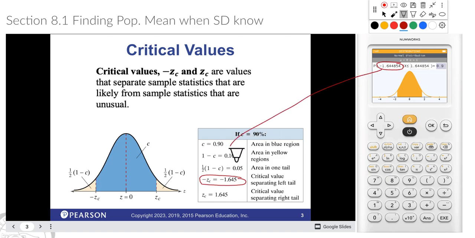Okay, so we're going to be able to do those. Notice that, since we're going to be using things like a 90%, you could memorize these or write them down so you wouldn't have to look them up. But whenever you need them, we can go back to the calculator and find them right here.